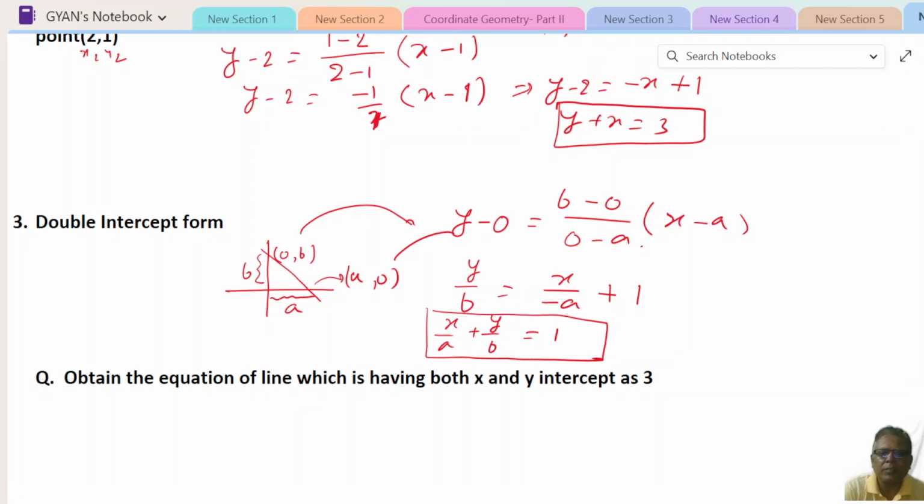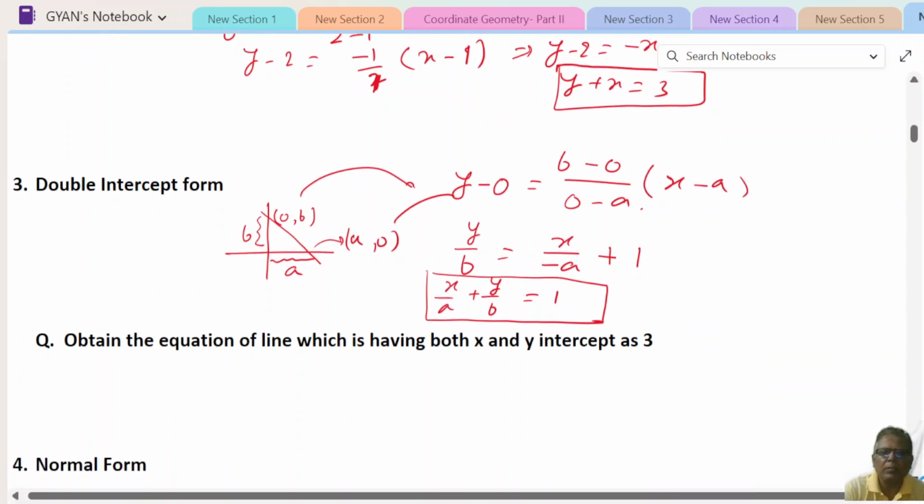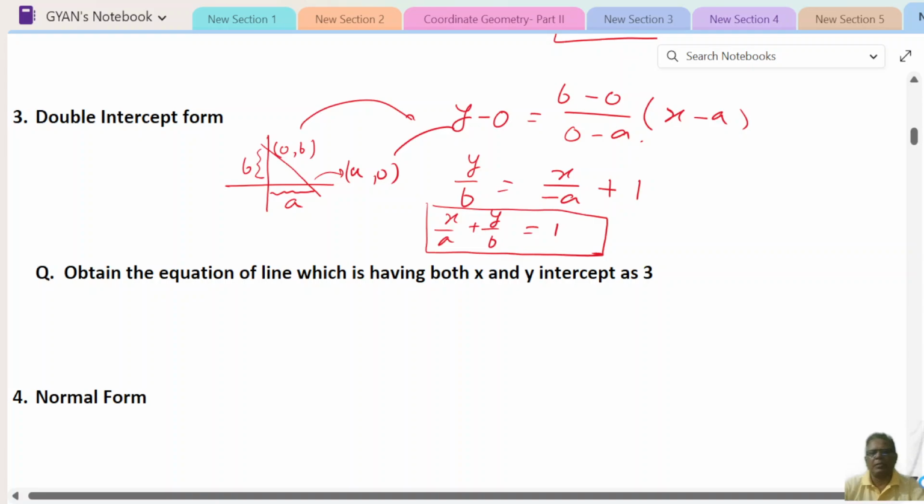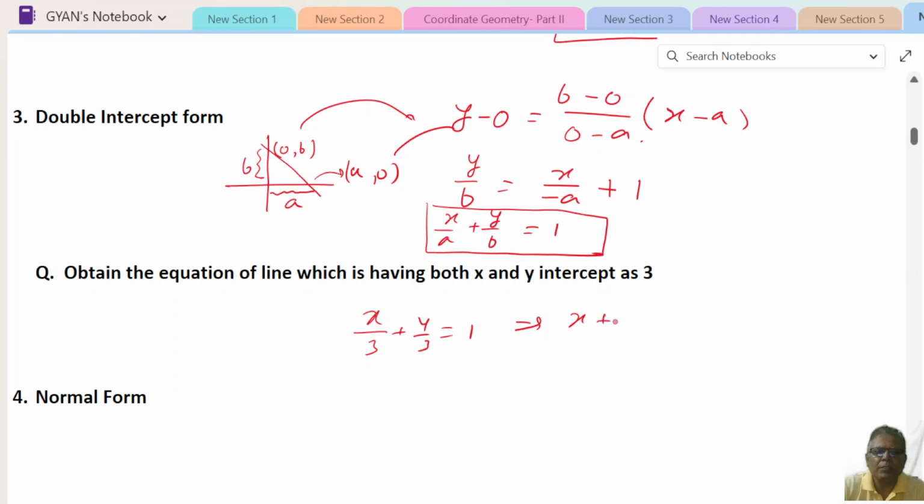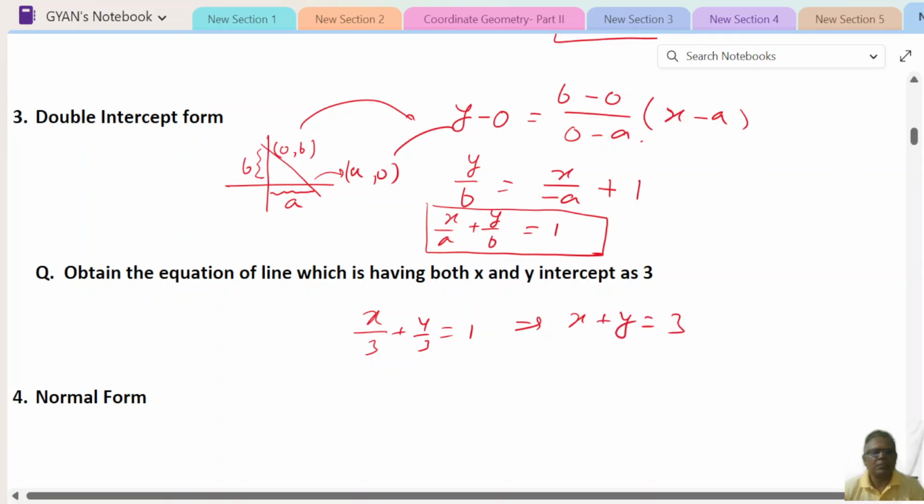Now for the equation with both intercepts, x by a plus y by b: x divided by 3 plus y divided by 3 is equal to 1. That implies x plus y is equal to 3. So from all the forms you are getting the same equation.